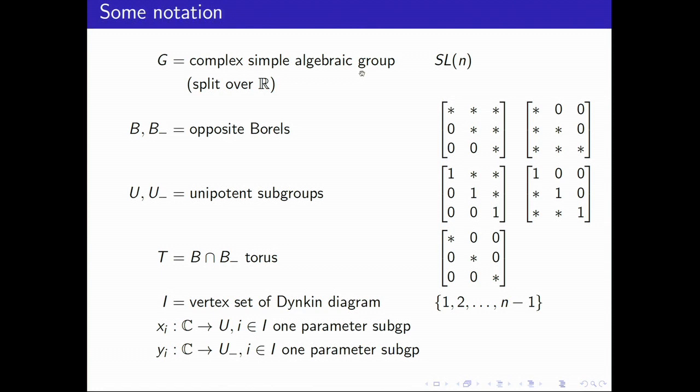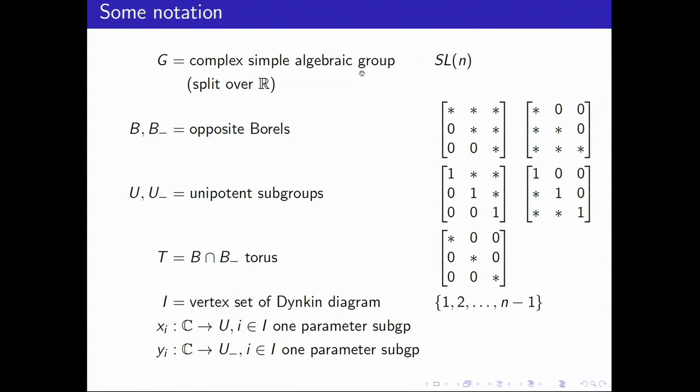If this notation is not familiar to you, you can just think about the type A case, which is the case G equals SL_n. The Borel subgroups are the subgroups of upper triangular matrices and lower triangular matrices. The unipotent subgroups are upper triangular matrices with ones on the diagonal and lower triangular matrices with ones on the diagonal. And the torus is the diagonal matrices. So for SL_n, this finite set I is identified with the set of integers 1 up to n minus 1.